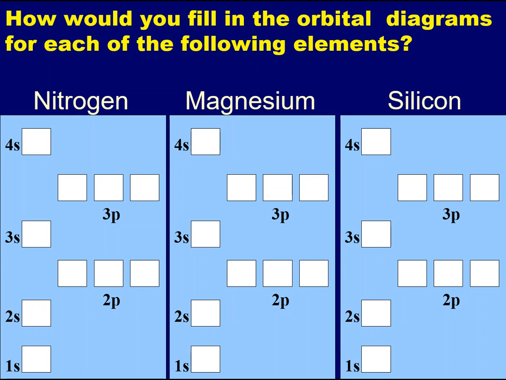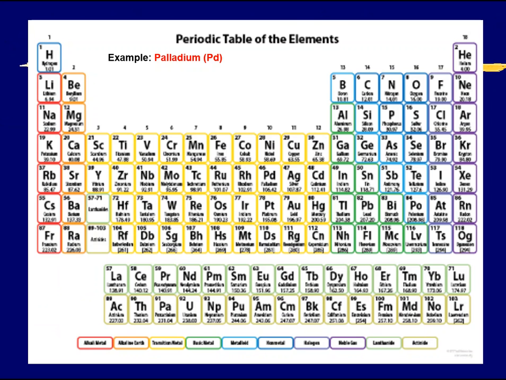Very good. How do you figure out the number of electrons again? Anybody remember? Yes, we need the atomic number. So we need to pull out our handy dandy periodic table to figure that out. So we're looking here at nitrogen, magnesium, and silicon. These were the three elements.